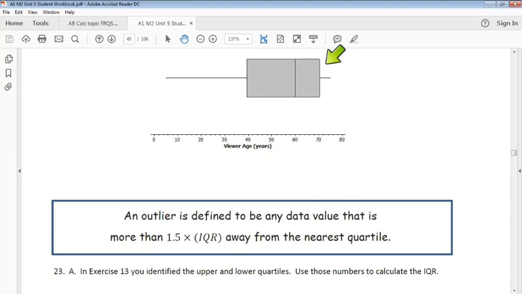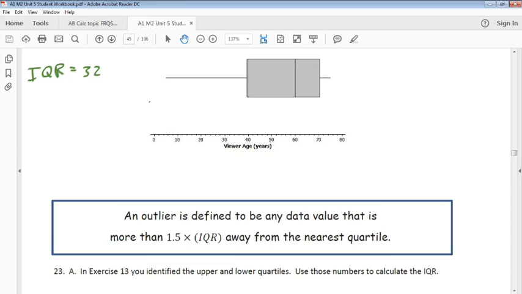Do you guys remember what the IQR was for this? 32. Remember, we took Q3 and subtracted Q1, and we got 32. That was our IQR, so let's write that down for our notes. IQR equals 32. This says an outlier is a data point that is 1.5 IQRs away from the quartile.